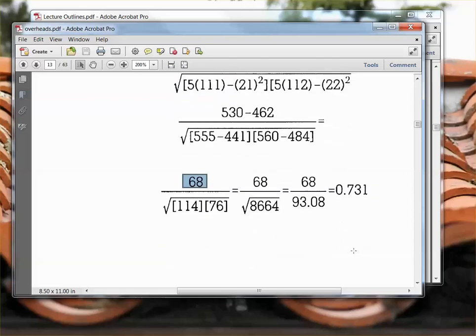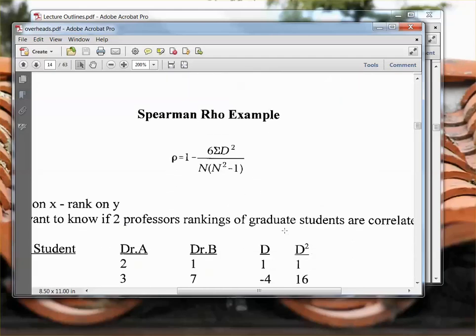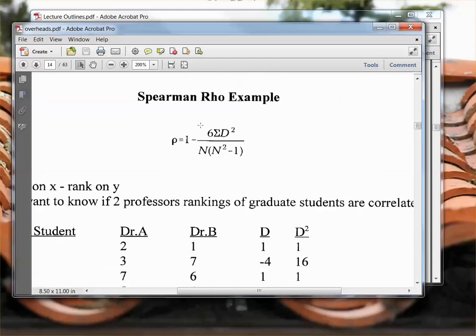And in class we'll learn how to test whether or not this Pearson R is statistically significant or not. We'll talk about that. But that's how you calculate the Pearson R. Now the Spearman Rho is simple. It's even simpler. Here's the formula for Spearman Rho.